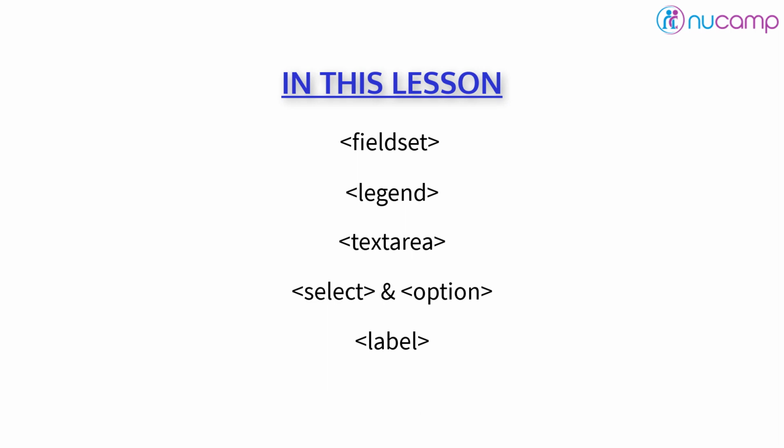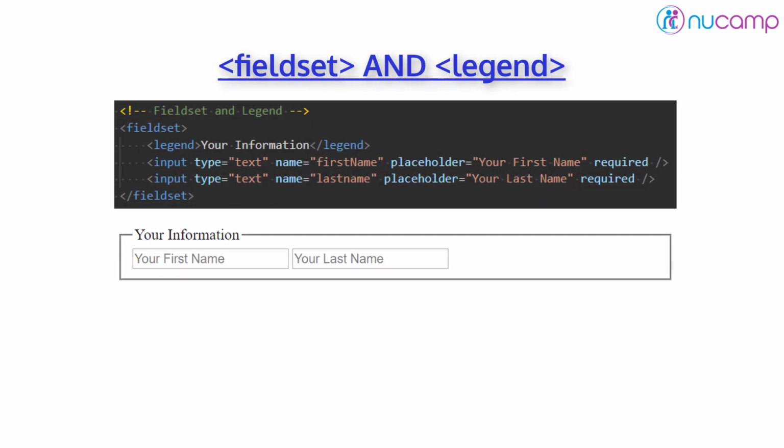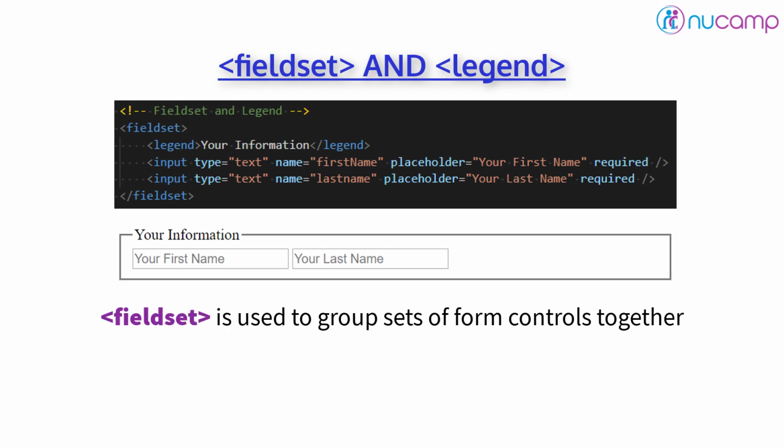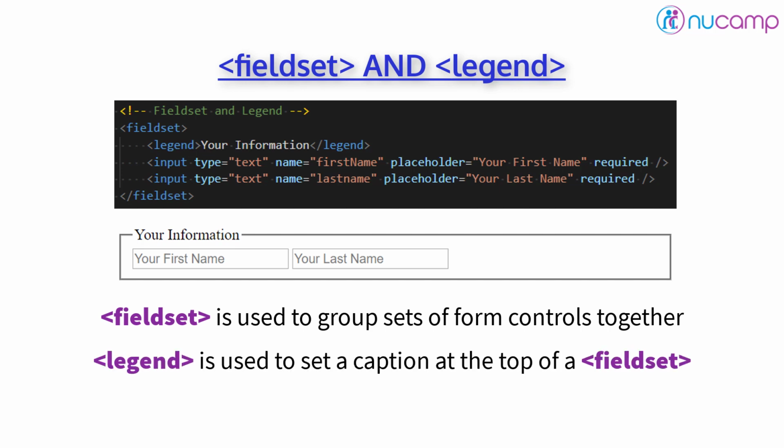We will now go over several more elements that are commonly used inside HTML forms. The field set and legend elements are useful for giving structure to the contents of a form. The field set element is used to group sets of form controls together. When I say form controls, I mean ways in which a user can interact with a form. The input element is an example of a form control, and there are others. The legend element is used to set a caption for a field set.